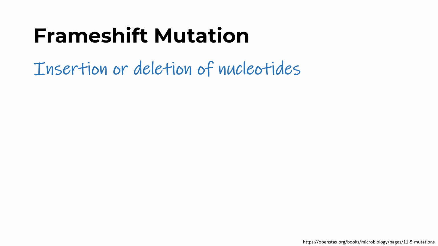Frame shift mutations occur when nucleotides are inserted or deleted from a DNA sequence. Remember that the ribosome reads messenger RNA in groups of 3 nucleotides at a time. Those are our codons, starting with that first AUG in the sequence. If nucleotides are added or removed, it can alter the reading frame, or the groupings of those nucleotides into codons. That can completely change the protein sequence.